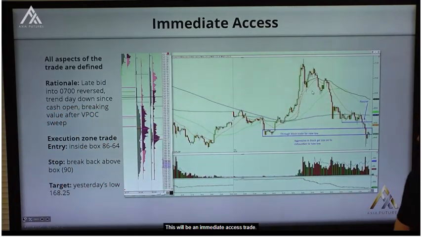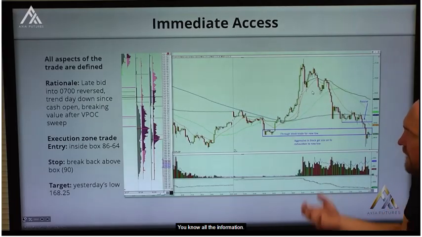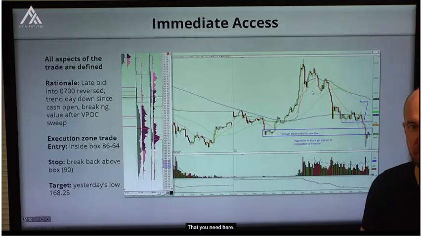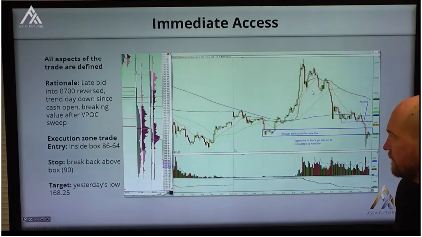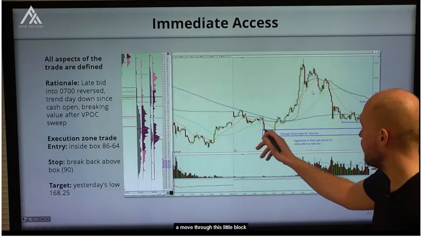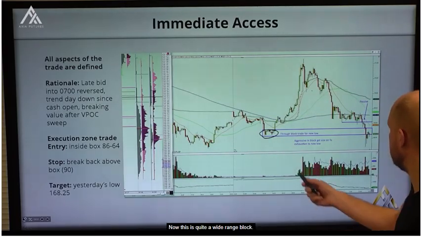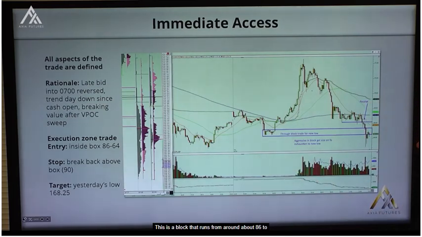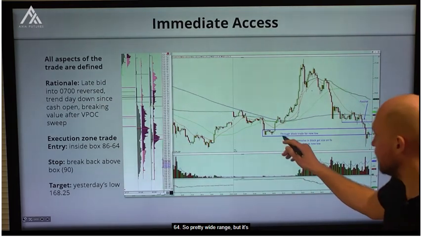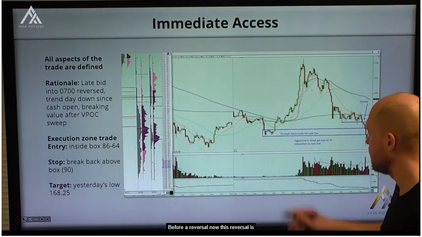This would be an immediate access trade. You know all the information that you need here. You know what should happen when you get down to these reference points. You know how the market should play. So what we're looking at then is a move through this little block. Now this is quite a wide range block. This is a block that runs from around about 86 to 64. So pretty wide range, but it's created in the middle of the night before a reversal.